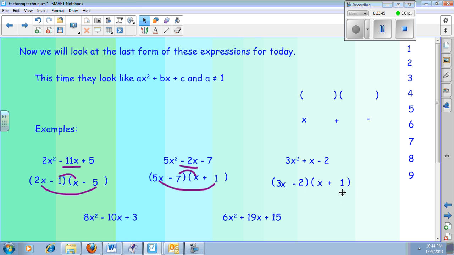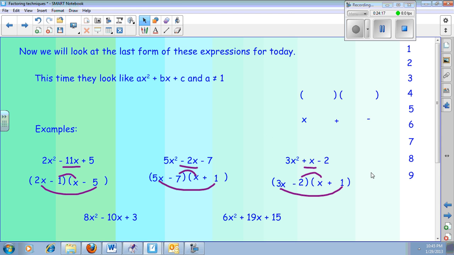Quick check, does negative 2 times 1 equal negative 2? Yes, it does. Now we need to check outside and inside. So outside is 3x times 1, and inside is negative 2 times x. When we add those together, 3x plus negative 2x, yes, it is 1x. So this time, our trial and error was correct. We guessed correctly.